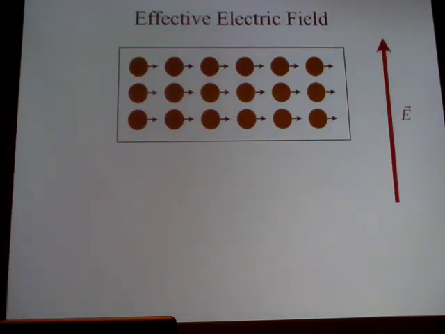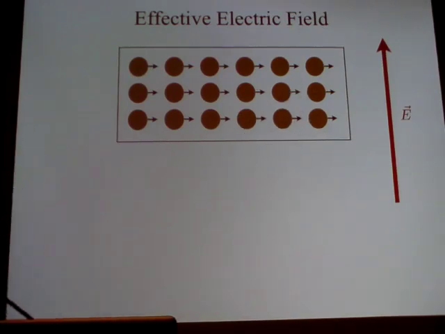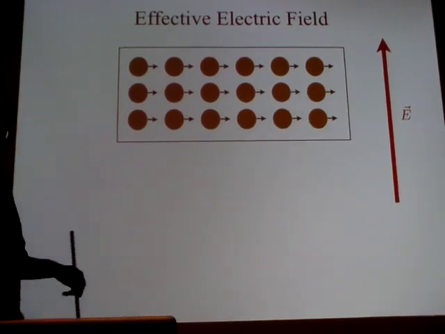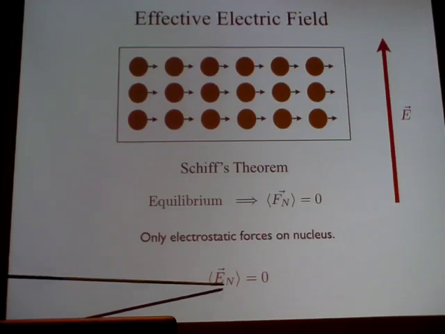The second is effective electric field, and there's some real physics here. So what am I measuring? I'm measuring basically the value of the electric field at the position of the nucleus. That's what gives rise to this coupling. But here's the problem. It goes by the name of Schiff's theorem, and it's the following observation. It says that when the system is in equilibrium, the force at the position of the nucleus must vanish. But the nucleus is only acted upon by electrostatic forces, so the effective electric field at the position of the nucleus always needs to vanish.